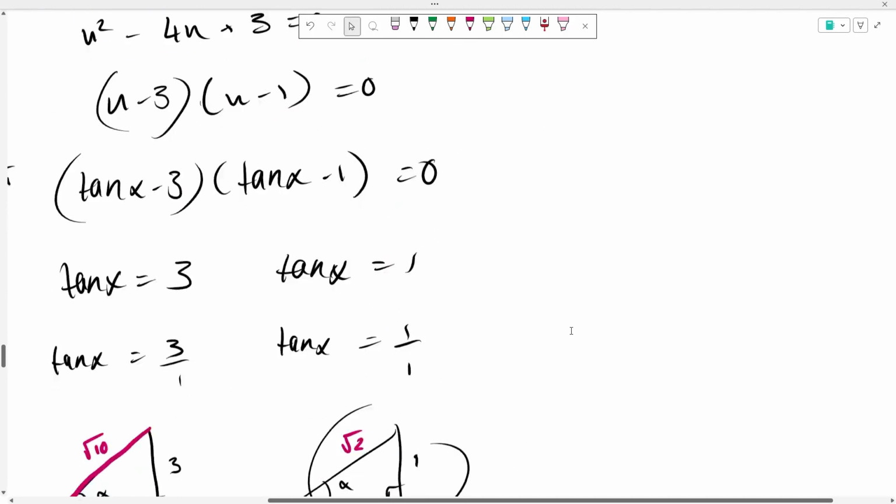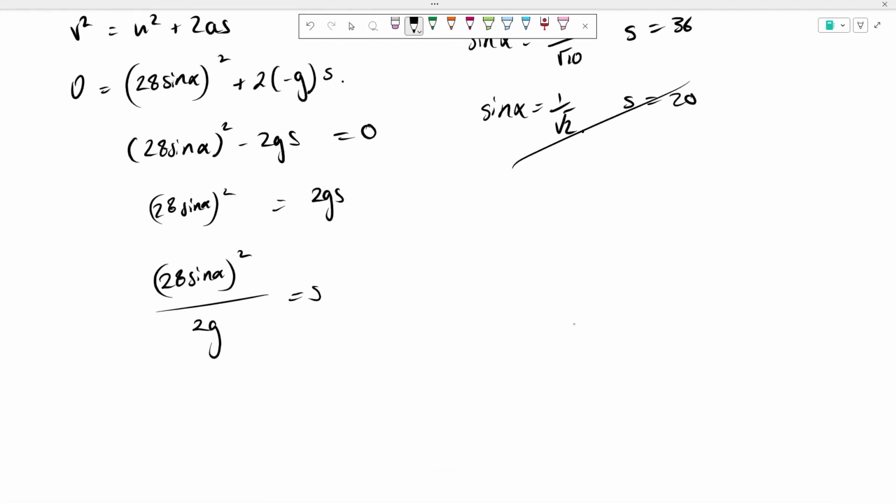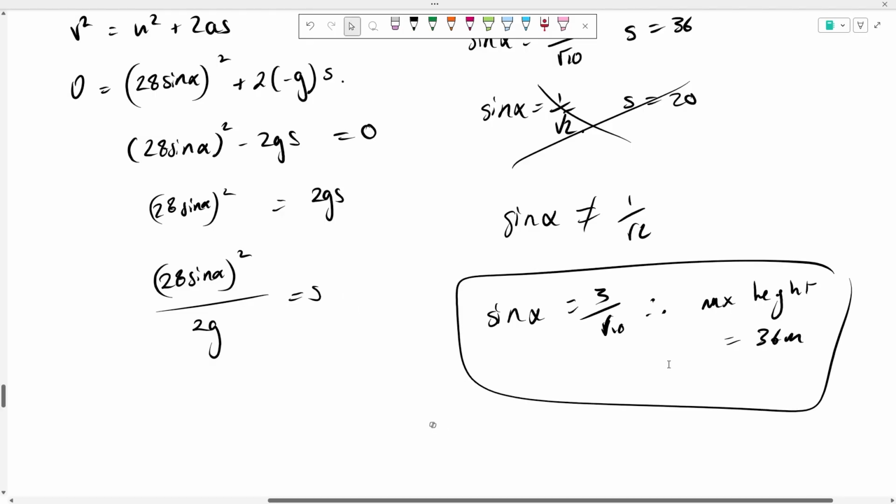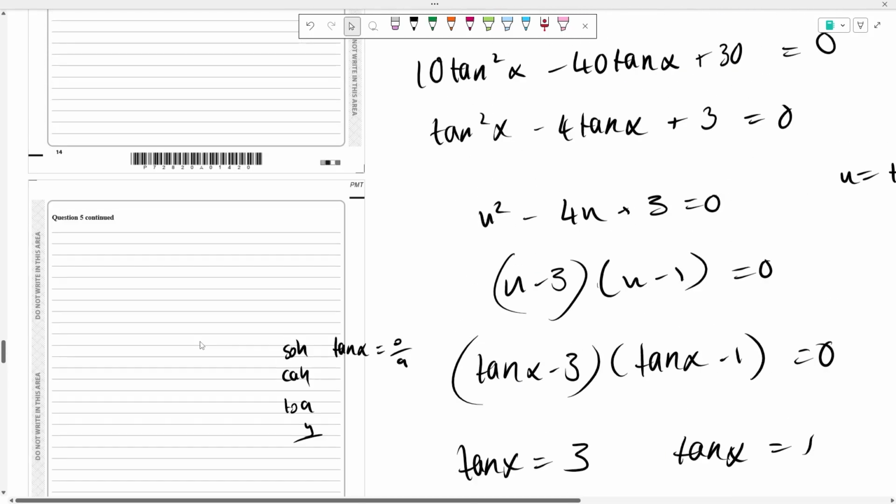So you can put a little statement. Nope, sine alpha cannot be 1 over root 2. Sine alpha is equal to 3 over root 10. Therefore, max height is equal to 36 meters. That's 4 marks for that. All right, next part of the question.